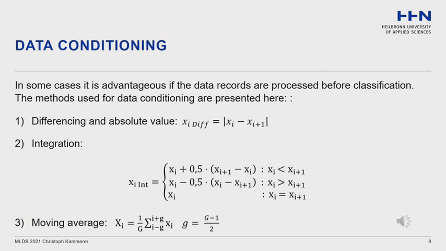First, simple differencing of successive values with an additional absolute value. Then the opposite, an integration of successive values by calculating the area between them. The third method can be used in addition to the first 2 or simply on the raw data itself. It is a moving average with the interval of capital G.